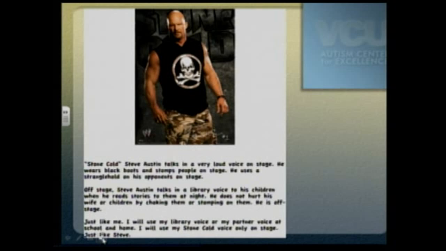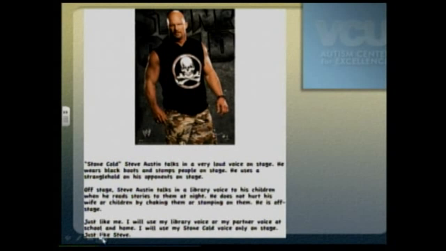He uses a stranglehold on his opponents on stage. Off stage, Steve Austin talks in a library voice to his children when he reads stories to them at night. He doesn't hurt his wife or children by choking them or stomping on them. He is off stage, just like me. I'll use my library voice or my partner voice at school and home. And I'll use my Stone Cold voice only on stage, just like me.